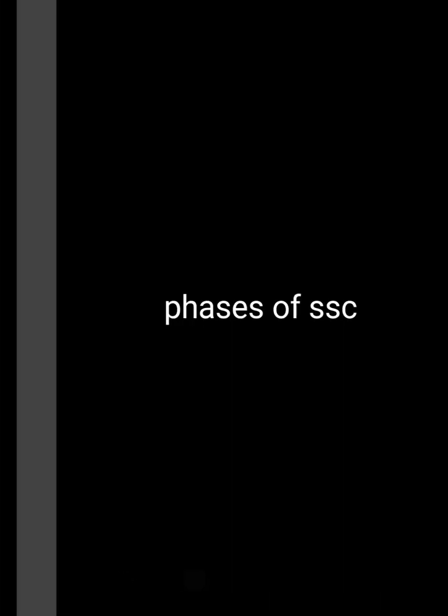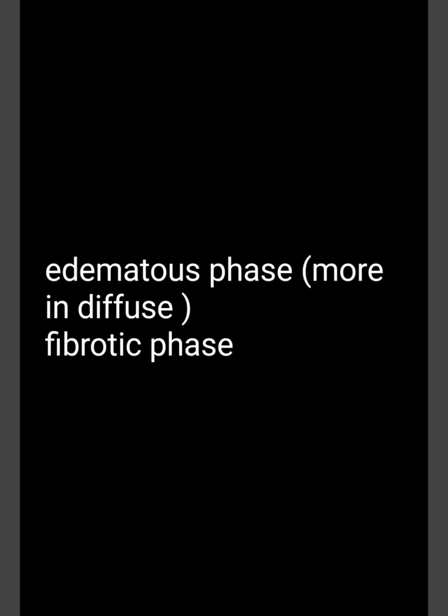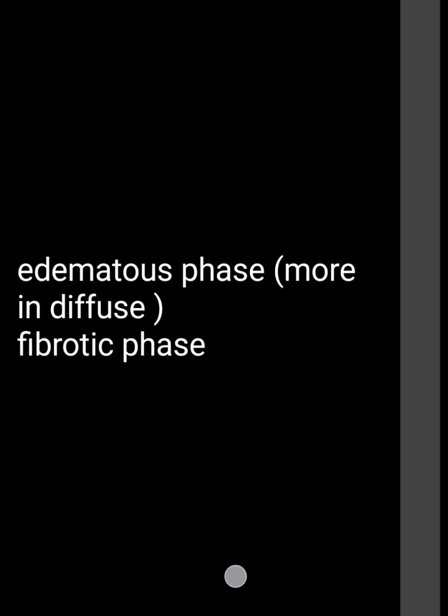Treatment of scleroderma renal crisis: ACE inhibitors. Phases of SSc. Edematous phase, more in diffuse. Fibrotic phase. What kind of edema is seen in SSc? Non-pitting.